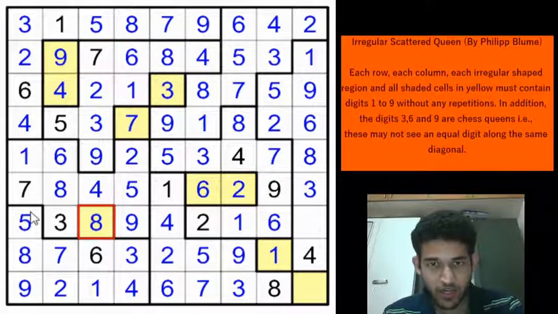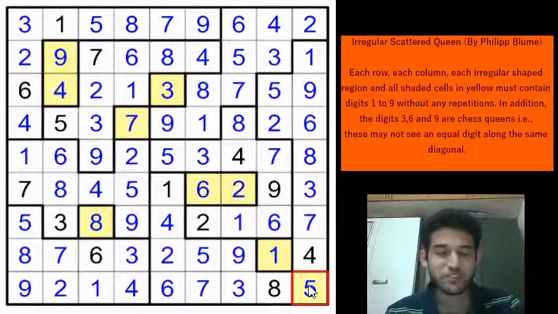And if you look at row 7, we have placed all digits except 7. We can place the 7 here and we can place the final digit directly, or we can just see through the yellow cells. In yellow cells we have placed 2, 3, 6, 7, 1, 4, 8 and 9. So we have to place the 5 here, which satisfies this column as well.